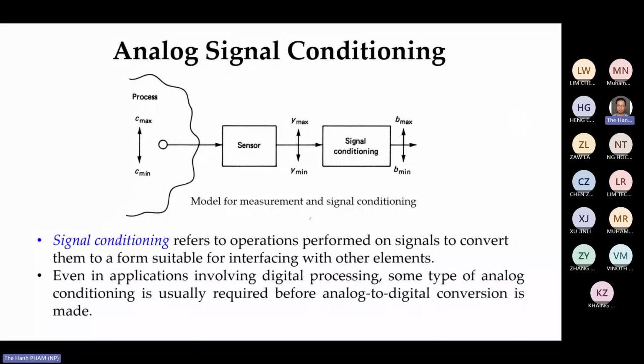Okay. So basically, we will look at so-called analog signal conditioning, and then we will look at digital signal conditioning. So why do we need to try to find a way so that if I press the erase button, you can also see it. Okay, so why do we need to look at signal conditioning?